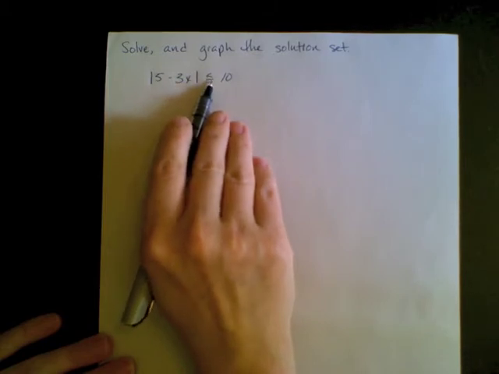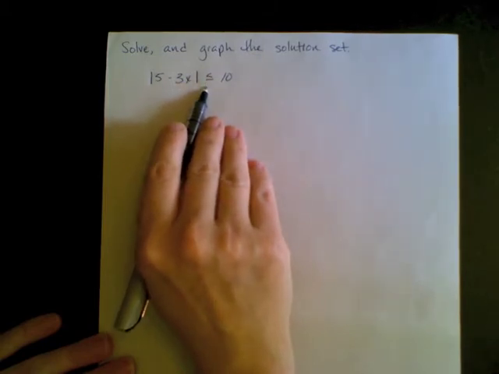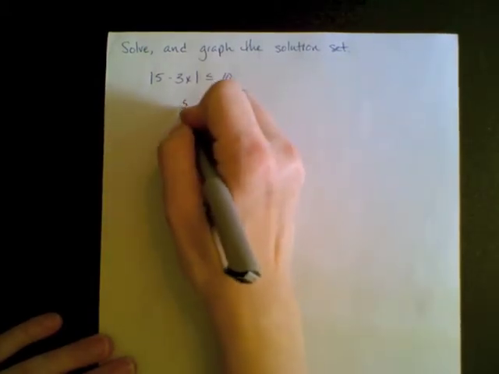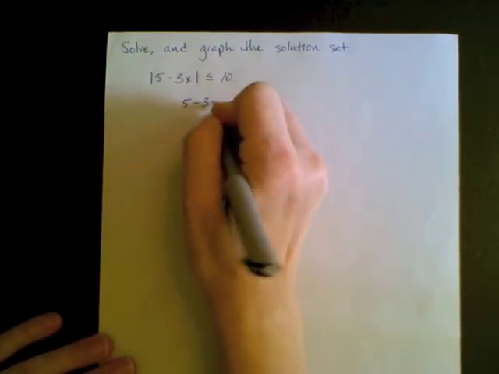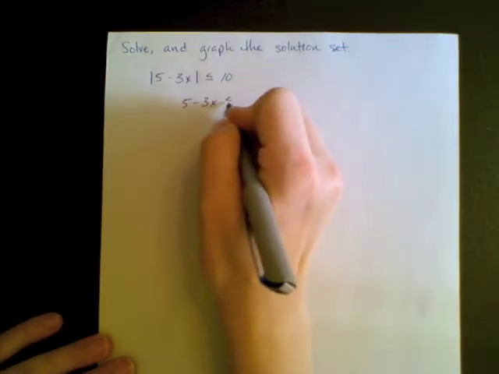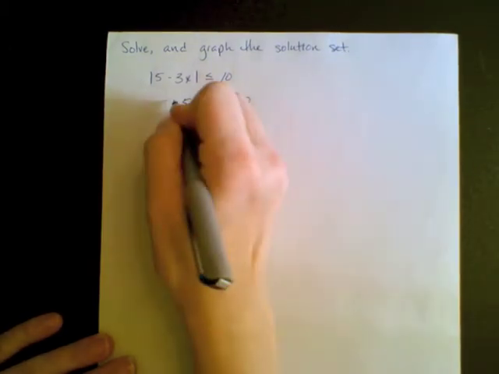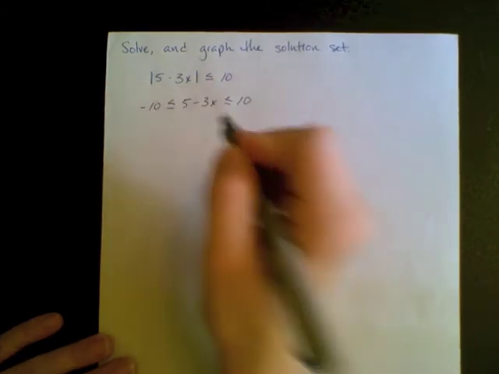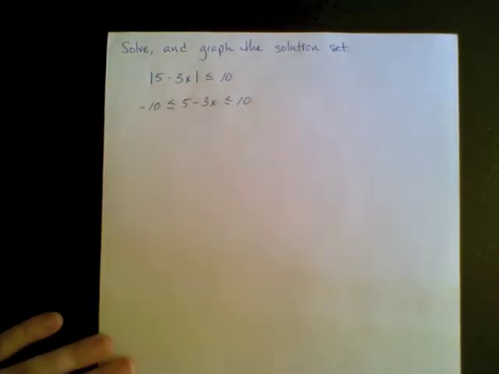Since this is a less than or equal to, the thing in the absolute value will go in the middle of my compound inequality, and on either side I will put this positive value and the negative of that. So negative 10 is less than or equal to 5 minus 3x is less than or equal to 10.